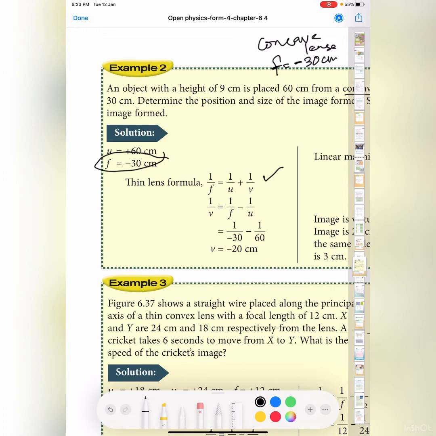Normally the question does not give you the negative sign, because that is the test. They are testing whether you know that for a concave lens the focal length has to be negative. So for this case f has to be negative, and u is positive 60 cm.